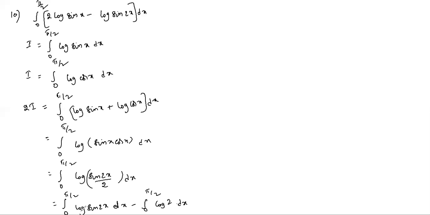So first we find the integral of log sin 2x dx. Let it be I1. I1 equals integral 0 to pi by 2 log sin 2x dx. Take the substitution 2x equals t, so dx equals dt by 2. The limits: 0 times 2 is 0, and 2 times pi by 2 is pi, so 0 to pi. Log sin 2x becomes log sin t, and dx is dt by 2.